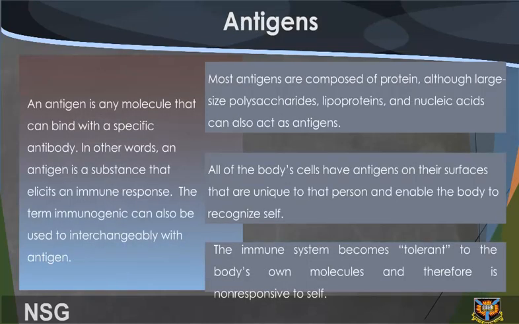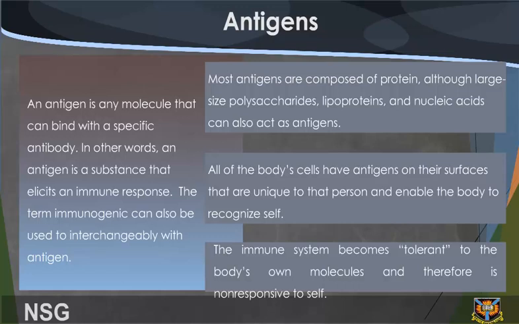Antigens. An antigen is any molecule that can bind with a specific antibody. In other words, an antigen is a substance that elicits an immune response. The term immunogenic can also be used interchangeably with antigen. Most antigens are composed of protein, although large-size polysaccharides, lipoproteins, and nucleic acids can also act as antigens.